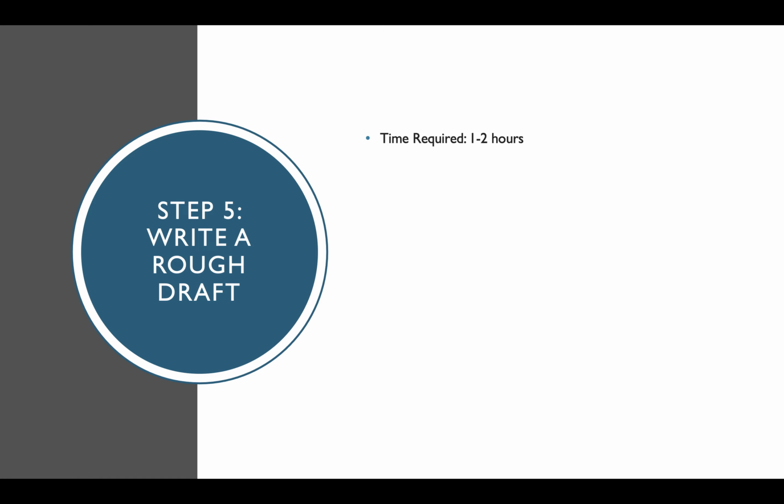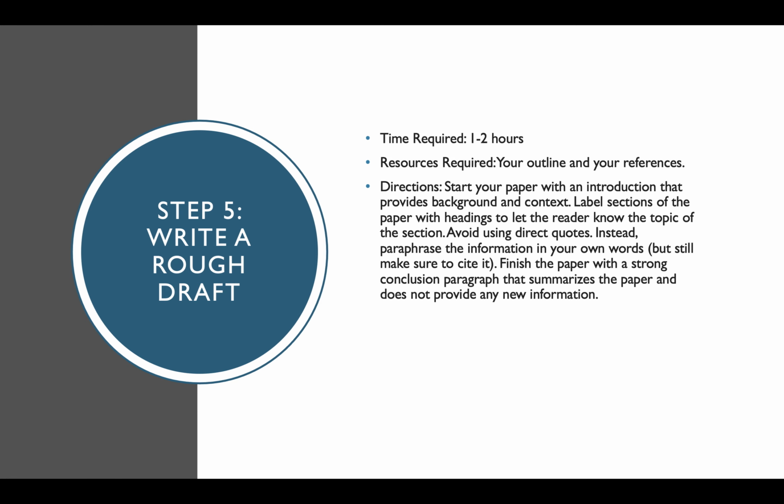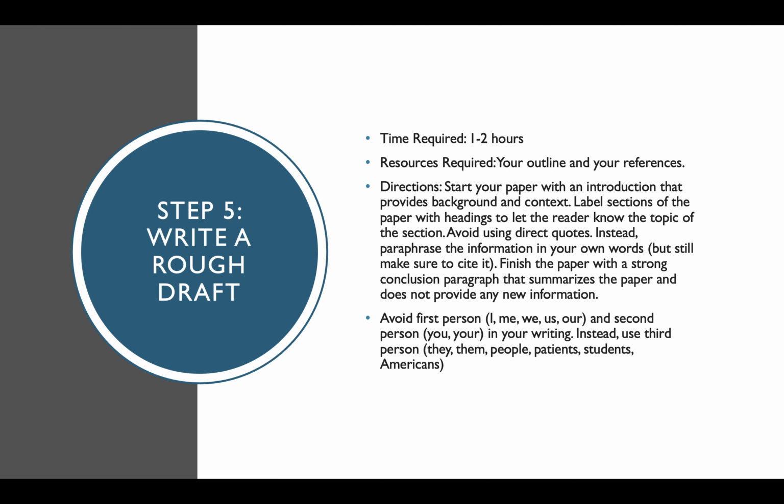Step 5 is to write a rough draft. It'll take about 1 to 2 hours if you already have your outline done. Again, start your paper with an introduction. Label sections of your paper with headings to let the reader know the topic of the section. As you're writing, avoid direct quotes. The only time you should use a direct quote from a source is if the writing is so extraordinary that you have to have those exact words in your paper. If it's generic information, you should not be quoting it. Instead, you should paraphrase, which means putting it in your own words, and then providing a citation.